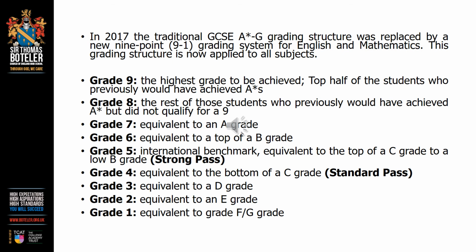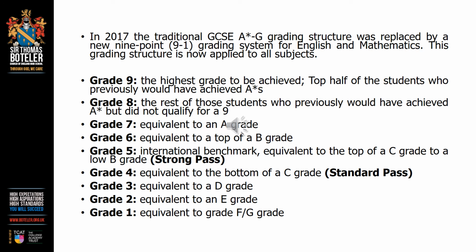It's still a shock for some people when they realise that GCSE grades are no longer awarded on grades A star to C. Grades at GCSE are now awarded on a 9-to-1 scale. Grade 9 is the highest grade a student can achieve. It's like a super A star. Grade 7 is equivalent to an old-fashioned A grade. Grade 6 is equivalent to the top of a B grade.